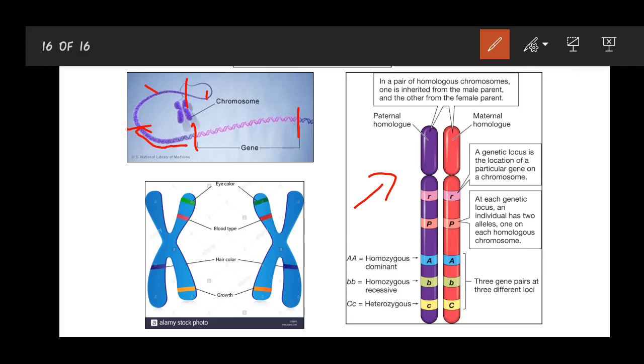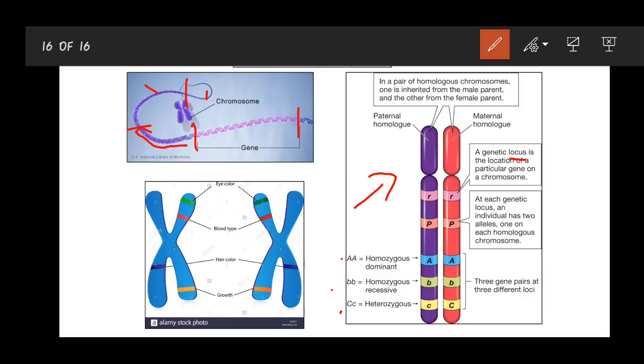Depending upon the alleles which are present, they can be classified or named accordingly as homozygous, recessive, etc. We'll come to that later. Next is another terminology which is called locus.